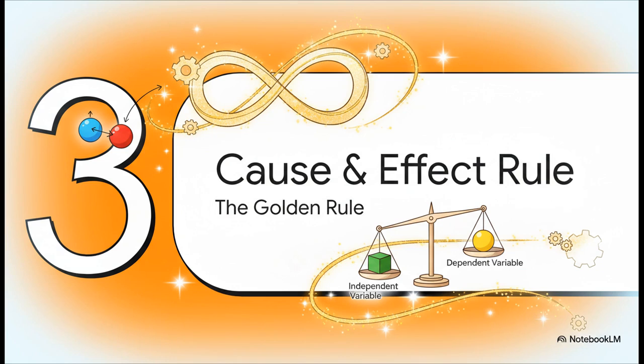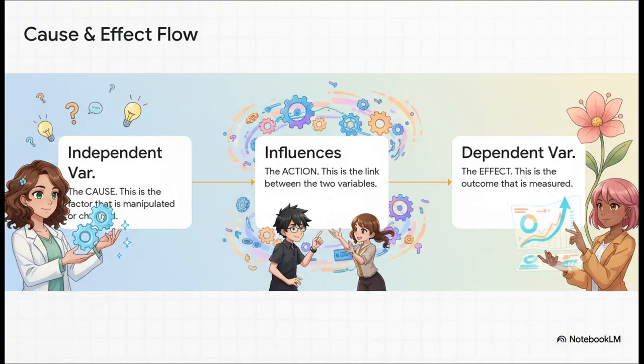All right, now for the golden rule that just ties this all together. It's a beautifully simple way to think about this relationship, and I promise you, it's going to be your secret weapon for breaking down any research question you ever come across. It's this simple. The independent variable is the cause. It's the action. It influences a change in the dependent variable, which is the effect or the outcome we measure. So when you're reading a study, just ask yourself, what's the action being tested, and what's the result being measured?